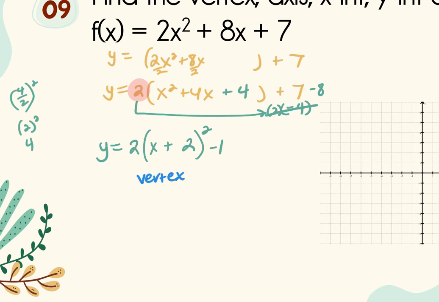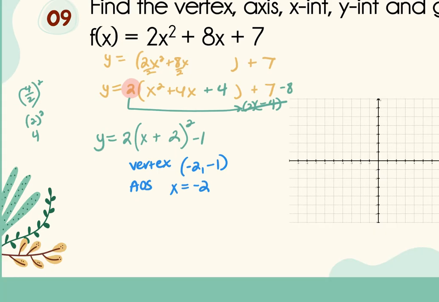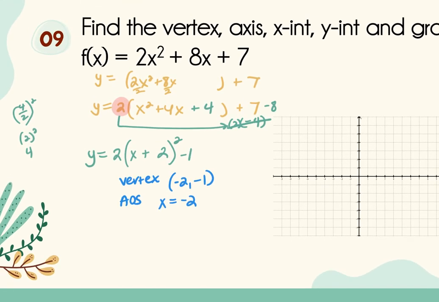What's the vertex? Good. What's the axis of symmetry? What's the x-coordinate on my vertex? Negative 2, good. Again, x equals negative 2. It has to be an equation. God bless you. Now we're going to find the x-intercepts.